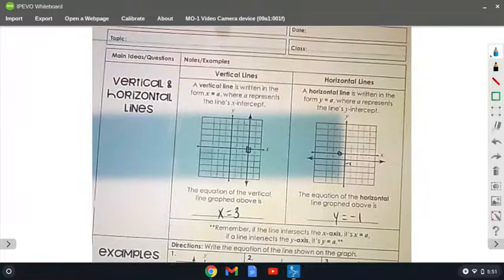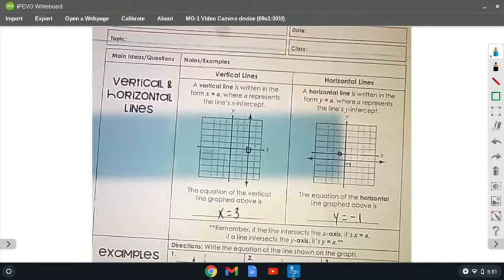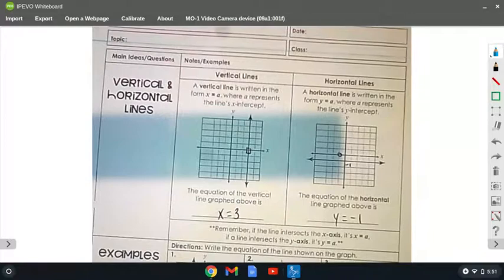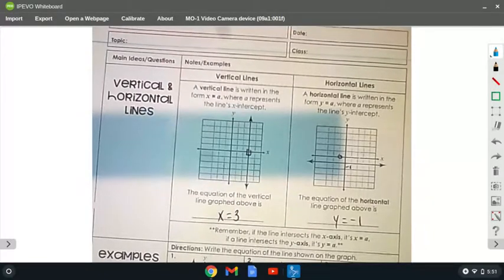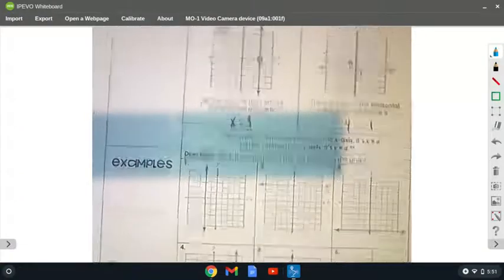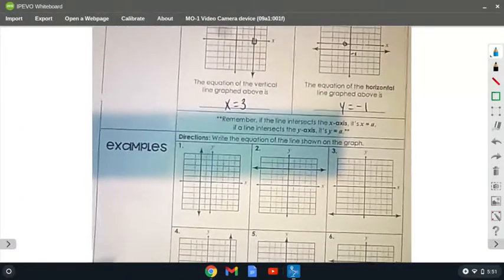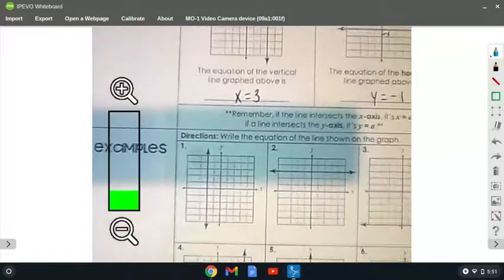Remember, if the line intersects the x-axis, it's an x equals a equation. If the line intersects the y-axis, it's a y equals a equation. So I'm going to go over writing these equations of these lines together. I'm going to start with number 1.